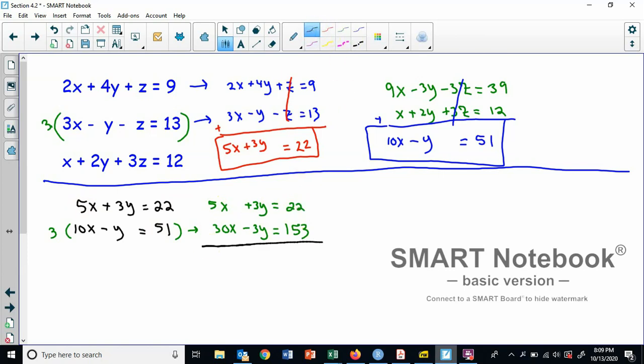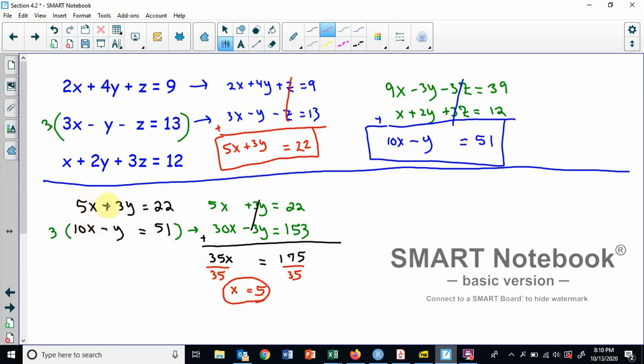So now I can do my elimination. 5x plus 30x is 35x. Positive 3y, negative 3y eliminates. And 22 plus 155, let's see, that'll be 175. And then I'll have to divide both sides by 35. And you'll probably want to use a calculator because these numbers are getting big. Let's see, let me think. Oh, what would that be? That would be 5. That would be 5. So we found x, so we could do our finishing move.